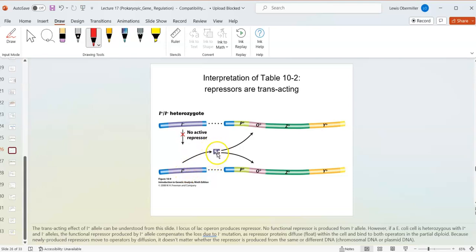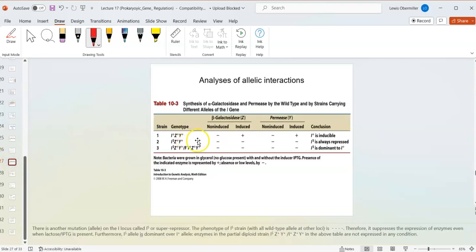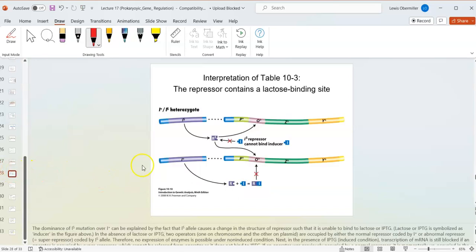Remember, this is a trans element, so it can go anywhere, like the example I just gave you. And again, I'm going to have you guys do these on your own. I'm not going to go over that again. The super repressor, we talked about that. Remember, super repressor, the lactose or IPTG can't bind. So this is always going to bind to this. It's always going to be off. Again, same thing. Here, the super repressor is not going to be able to bind to it.